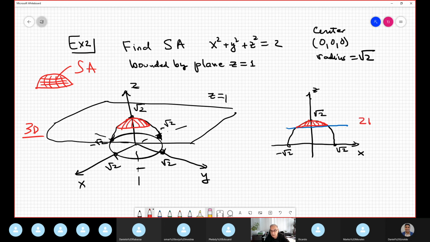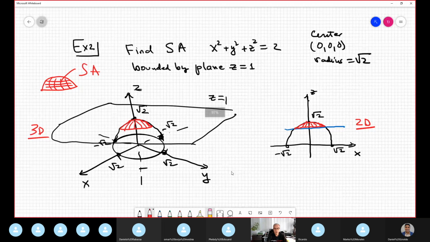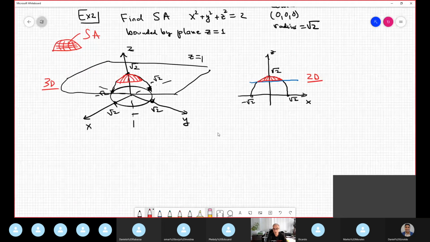More clear in this lateral view 2D. More clear or no? Do you see the surface that we need to compute the surface? Okay, Victoria is yes. Okay, now I propose, I need to make a decision using the implicit formula.